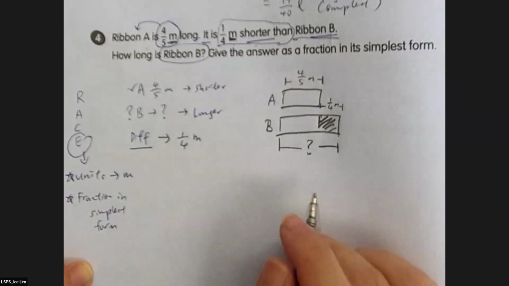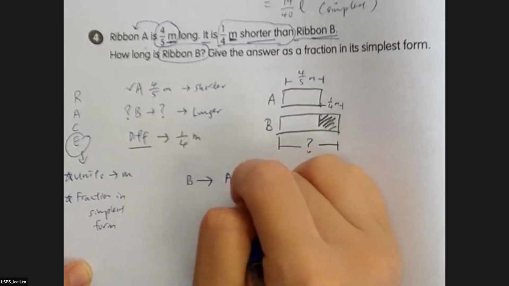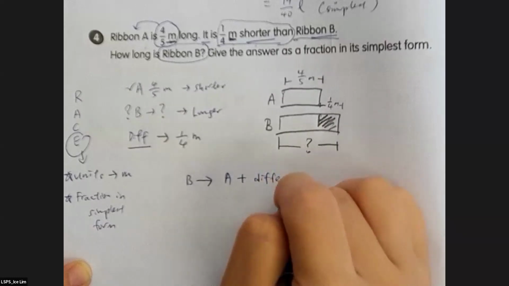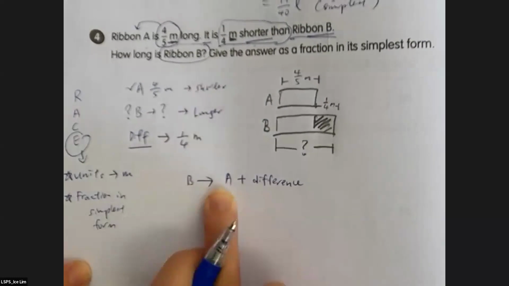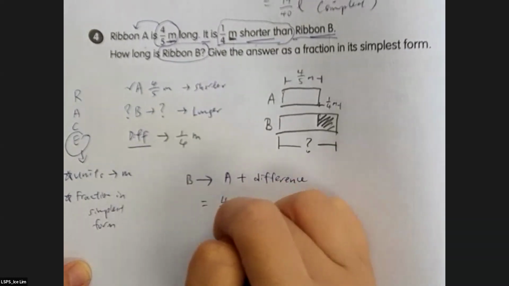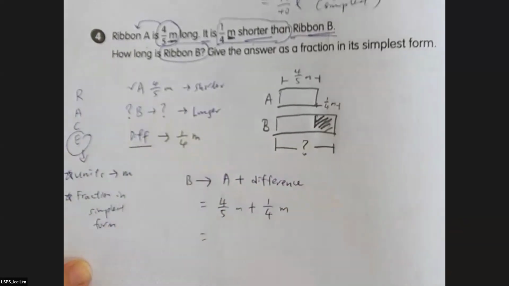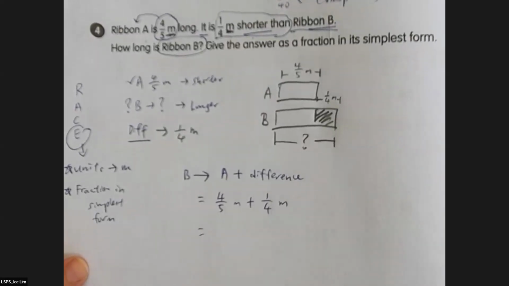So to find B, it will be A plus the difference between them, which is 1/4 meter. So for B, I can get A, 4/5 meter, plus the difference of 1/4 meter. Oh, that's fast, isn't it? Is it in simplest form already? Yeah, it is.